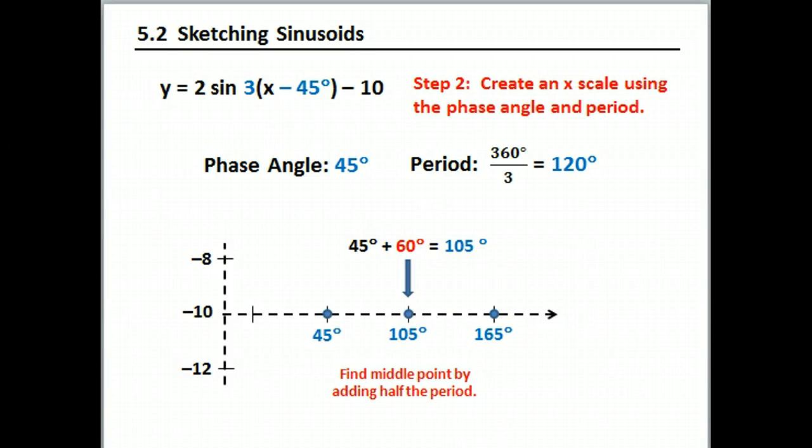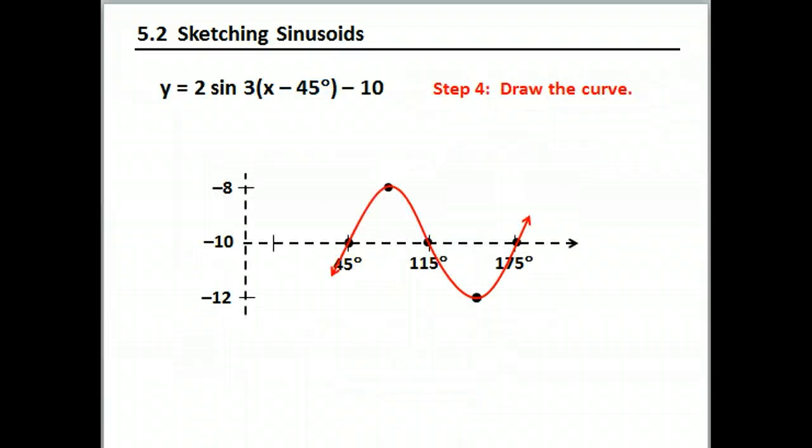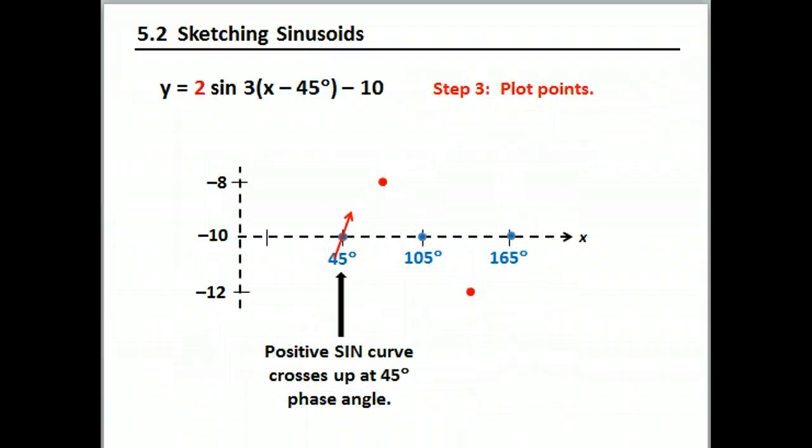And we are going to next plot our other 2 points because we want to be as accurate in our graph as possible. So what we're going to do is start at 45, like I said. Now, somewhere between 45 and 105, we're going to eyeball the middle and put our next point up at -8. If this was a negative sine curve, it would be going in the opposite direction. But we're going to cross going up at 45. We're going to hit -8. We're going to come down to 105.